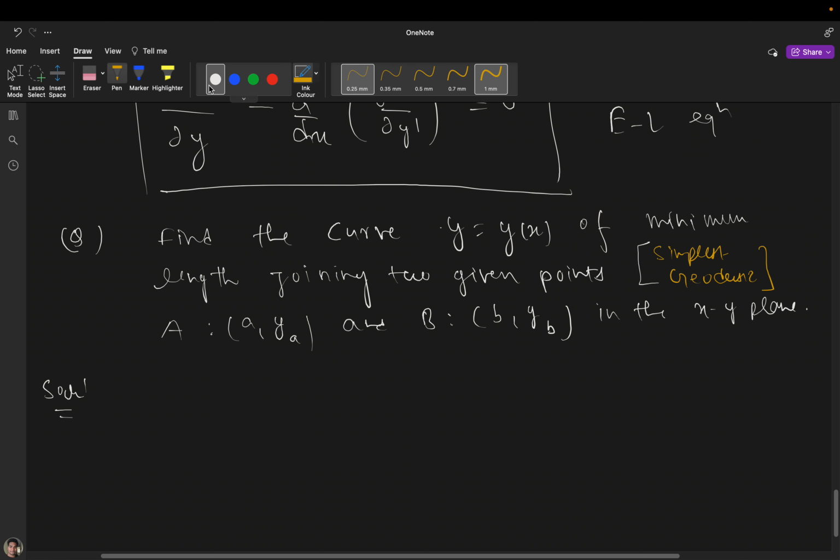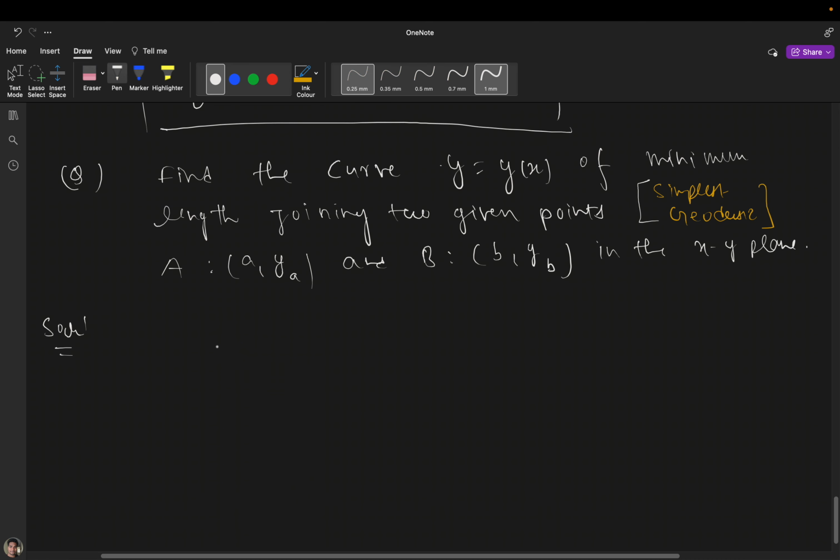Okay, so let's solve this. What will be the functional? That will be the integral from a to b of square root of 1 plus y dash square dx.